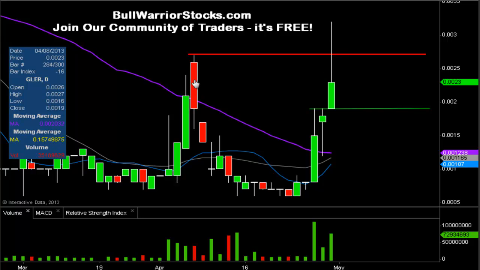So again, resistance levels 0027 and today's high at 0032. Support levels, ideal level being up there at 0019, but if that doesn't hold, then at the end of the day, the 50-day down here is the one that you're going to want to see continue to hold strong.